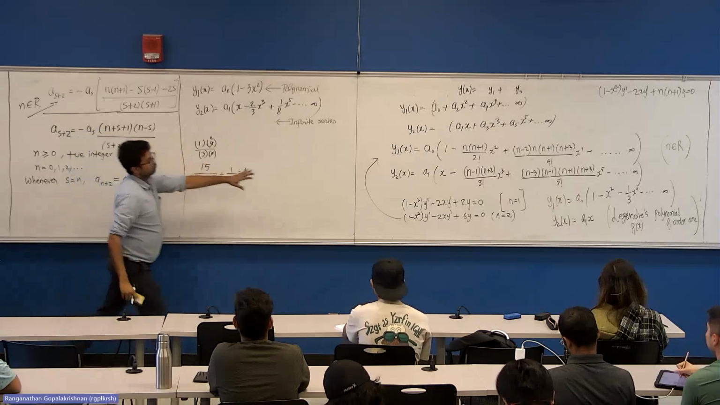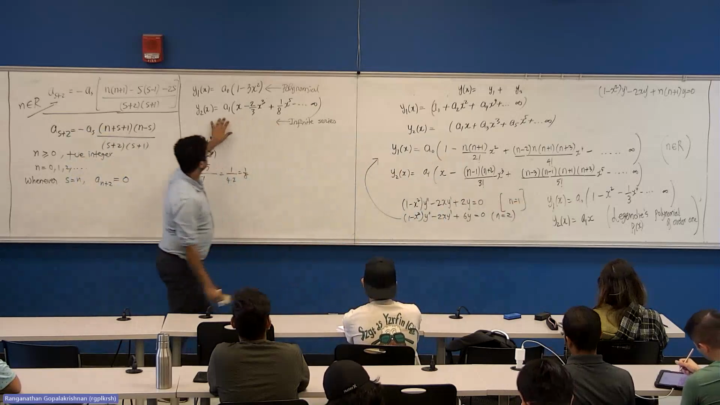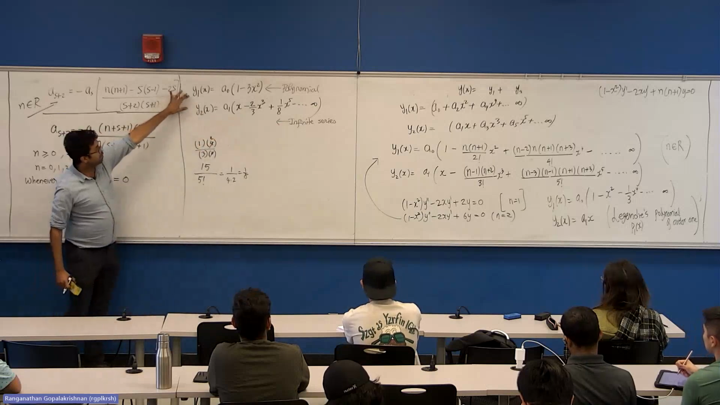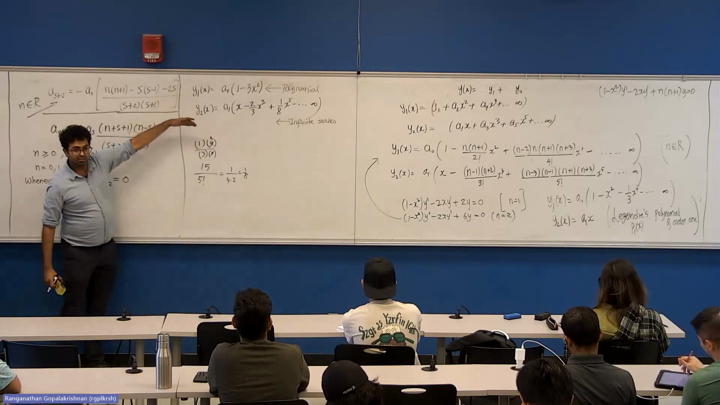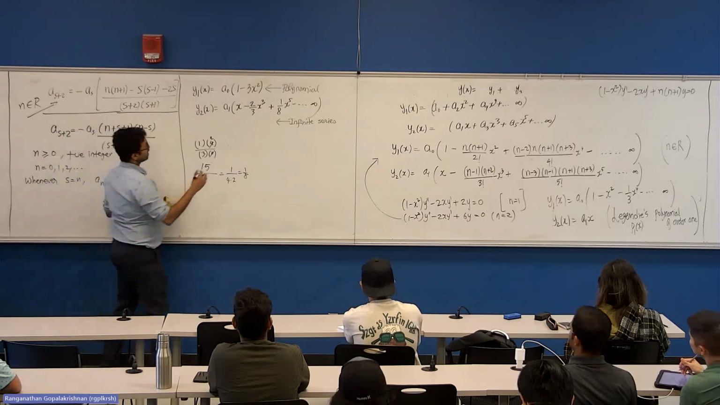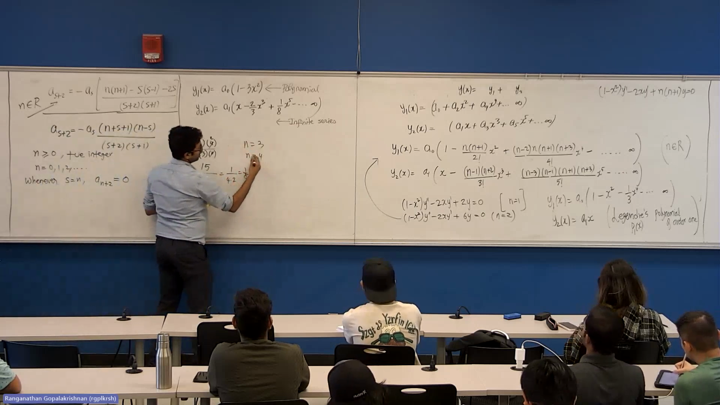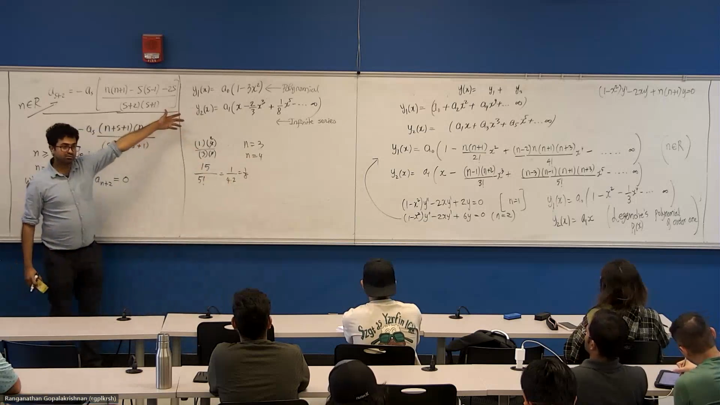Whatever happened in n equals 1 is the opposite of this, right? One became a polynomial, the other became an infinite series. And you can see this will keep on swapping. For n equals 3, it will be the other way, n equals 4 and so on. You can keep doing this.